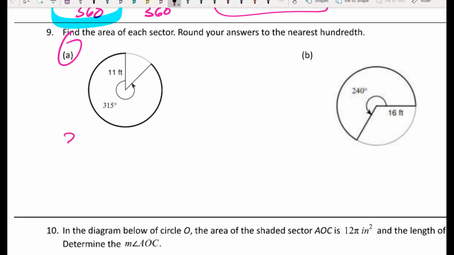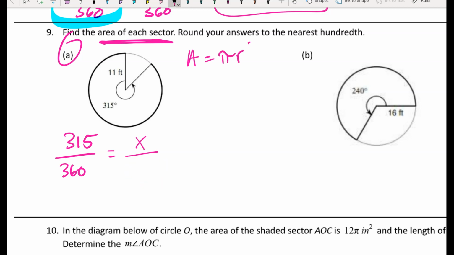I'm going to take the central angle, divide it by 360, and set that equal to my area of the sector now over the total area of the circle. That's what goes in that denominator right there. Remember, the formula for the area of a circle is pi r squared. So in this case, that's just going to be pi times my radius squared, or just 121 pi. So that's what I'm going to put in that denominator there.